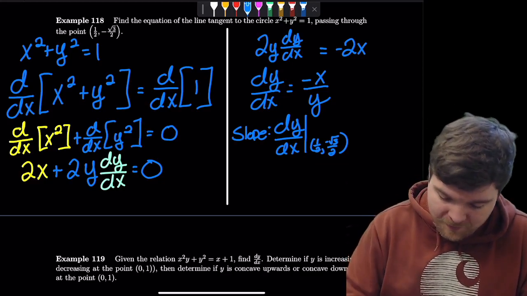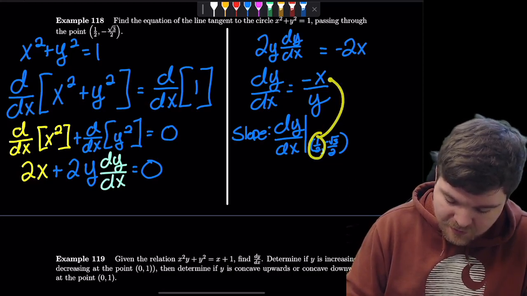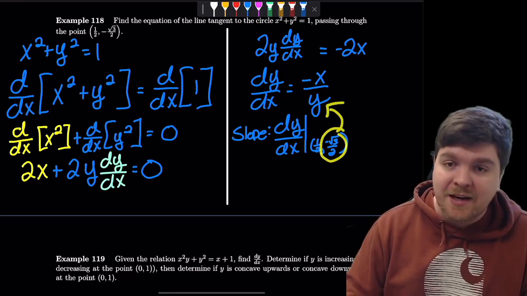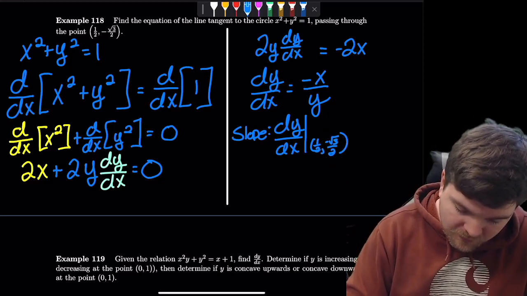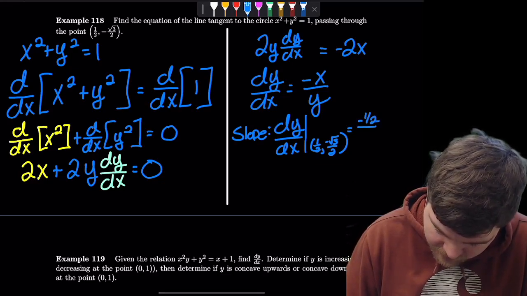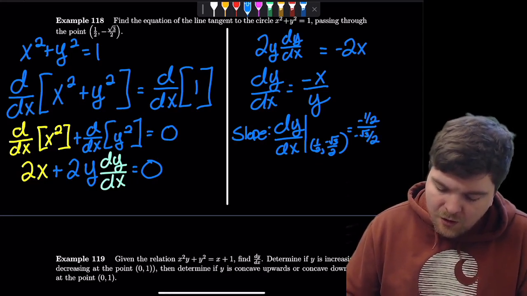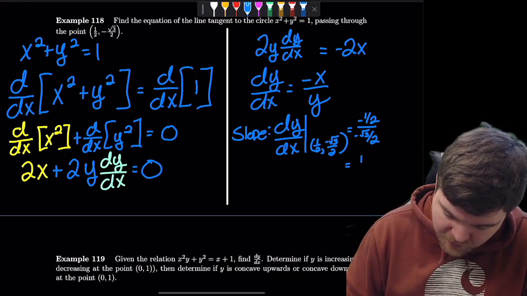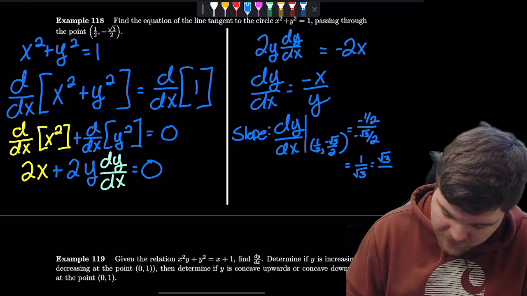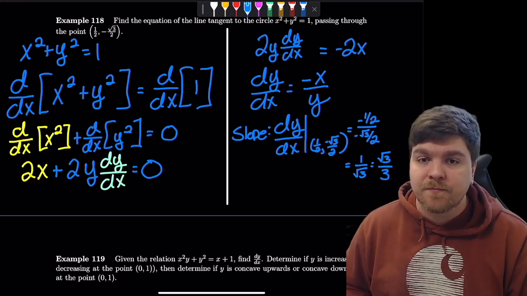But we can go ahead and see that I want to replace x with 1/2, and I want to replace y with negative root 3 over 2. So this will leave us with negative 1/2 divided by negative root 3 over 2, which will simplify to 1 over root 3, or we could call this root 3 divided by 3, getting ourselves a rational denominator. Right?